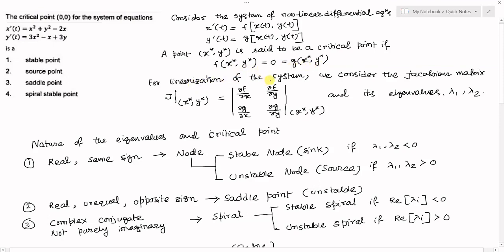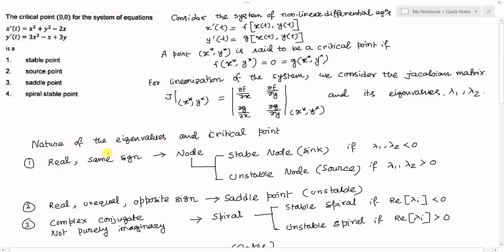Now, in order to linearize the system, we consider the Jacobian matrix J evaluated at the critical point (x*, y*), which is equal to the matrix with entries ∂f/∂x, ∂f/∂y, ∂g/∂x, ∂g/∂y, evaluated at the critical point, and then we calculate its eigenvalues, say λ1 and λ2. The nature of the critical point and its stability will depend on the nature of its eigenvalues.